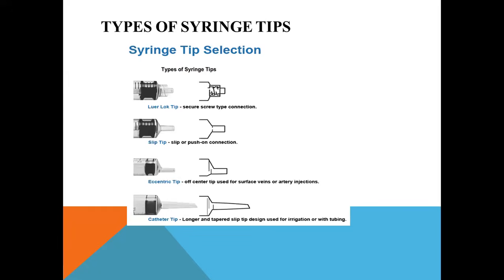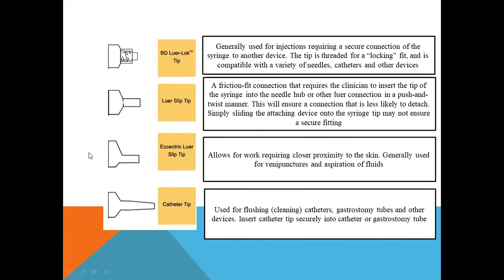So these are the types. This is a picture which shows the luer lock type tip, this shows a slip tip, this is an eccentric tip, and this is a catheter tip. The luer lock is generally used for injecting where a secure connection of the syringe to other devices is required. It is most commonly used whenever you are going to do an aspiration, where you have to place the syringe in one place. In such conditions, luer lock is used.